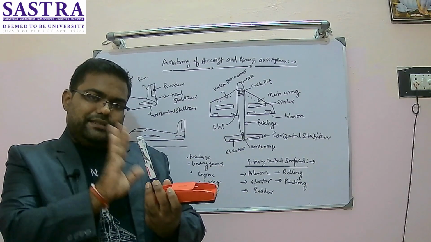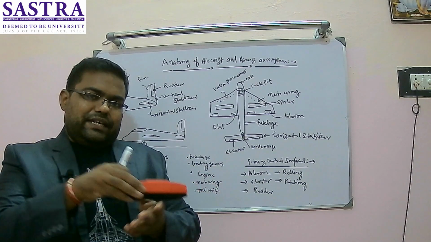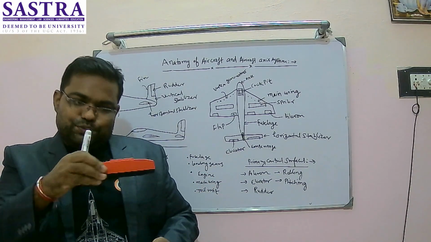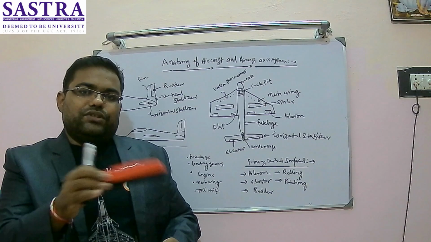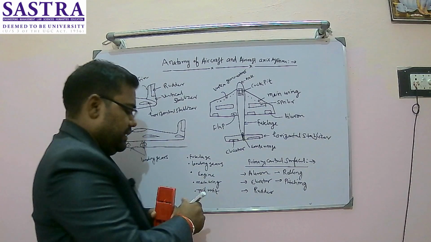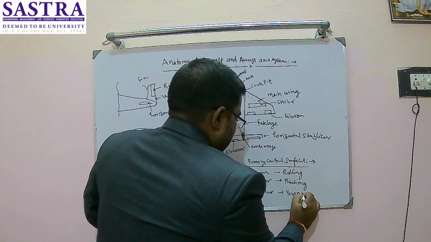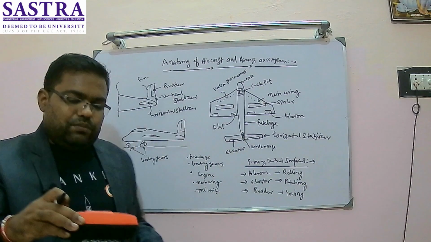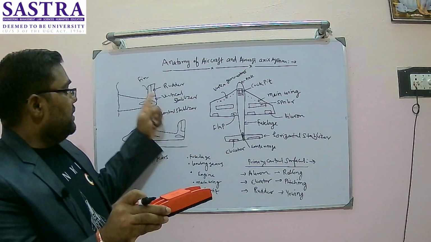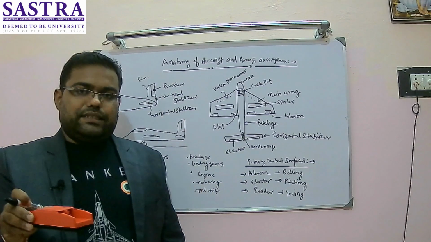If I deploy the rudder this side, my nose will go the other way. So this kind of motion the aircraft will be creating, and this motion is known as yawing. So yawing is controlled by the rudder. Yawing, or sideways motion, will be controlled by the rudder, which is situated over the vertical stabilizer.